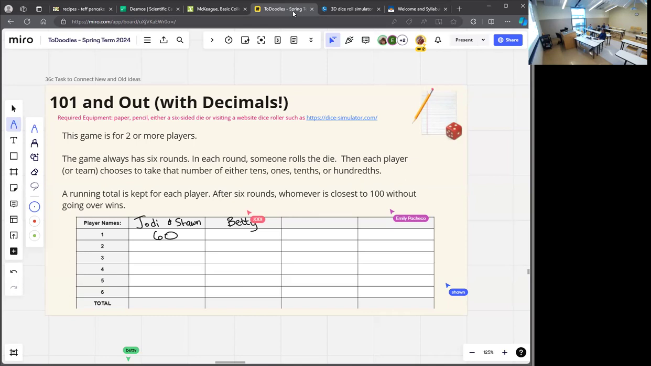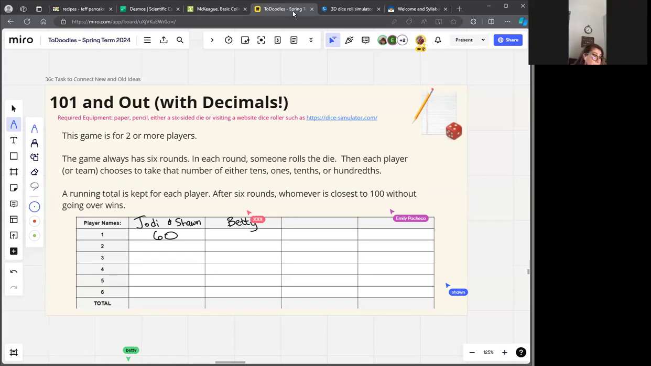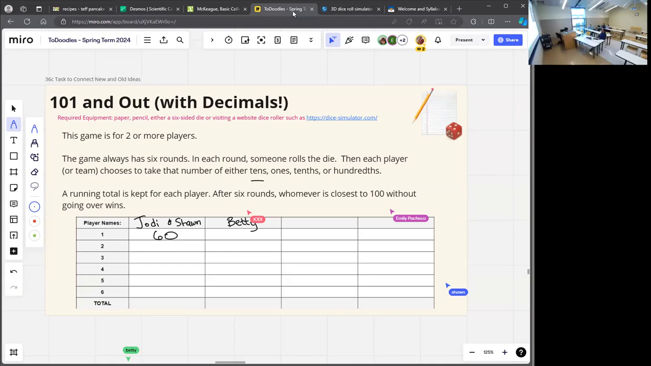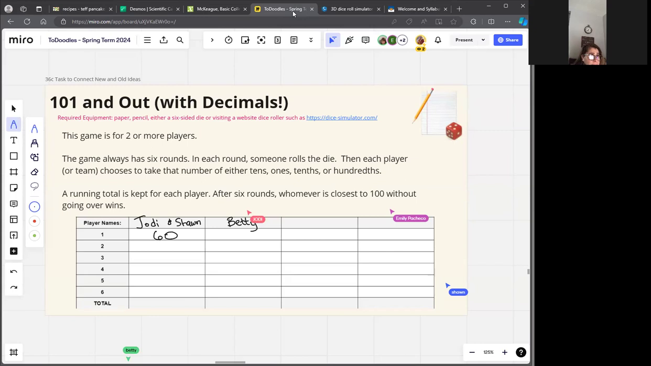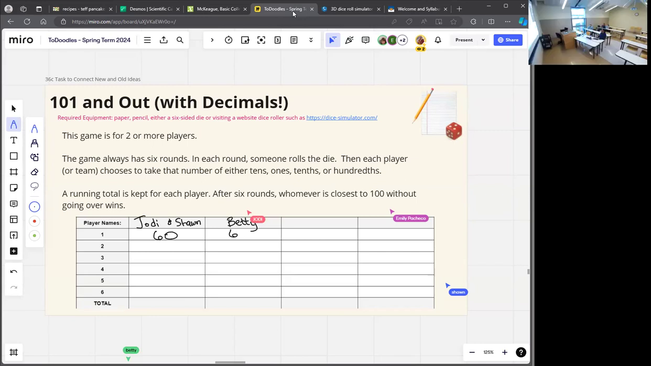What are you going to do, Betty? I want to do 66. Which one, tens, ones, tenths, or hundredths of your six? Do you want six tens? So you also have 60, counting by 10 6 times.